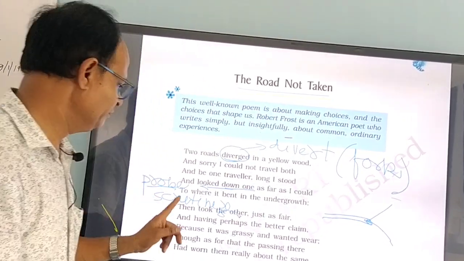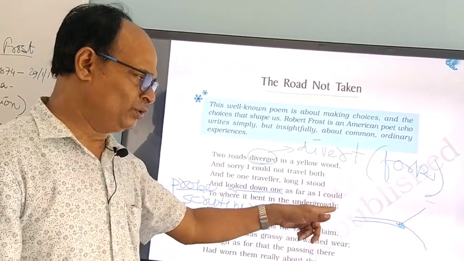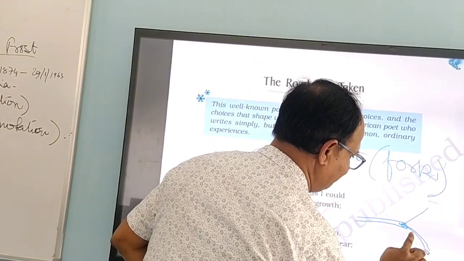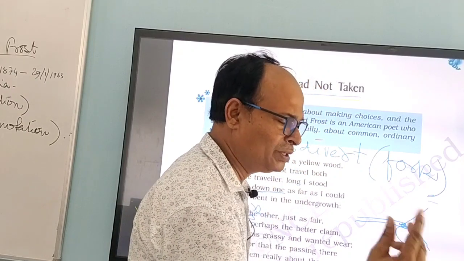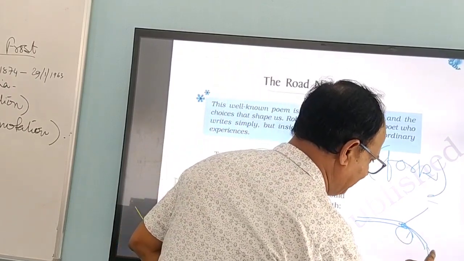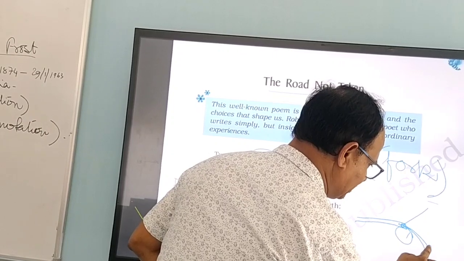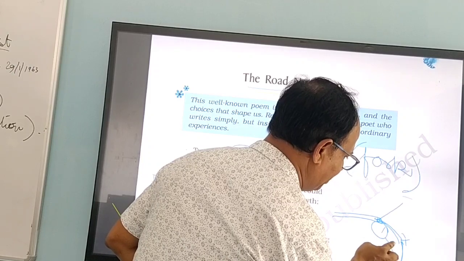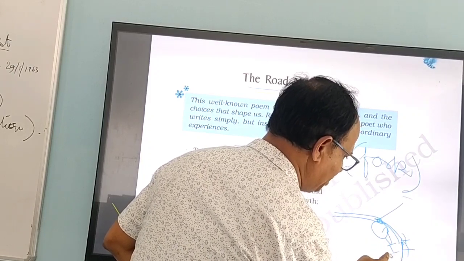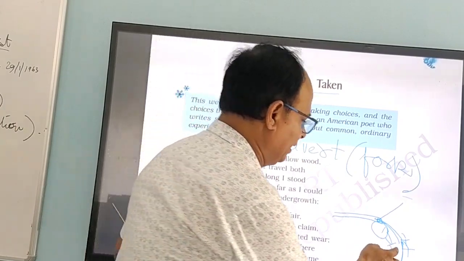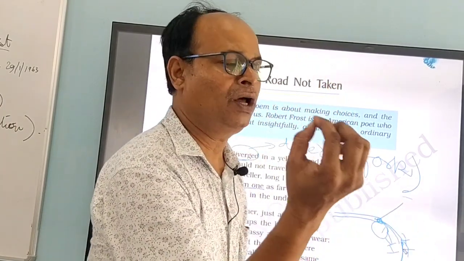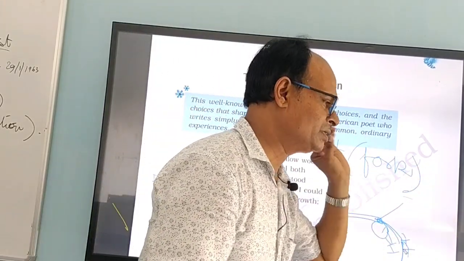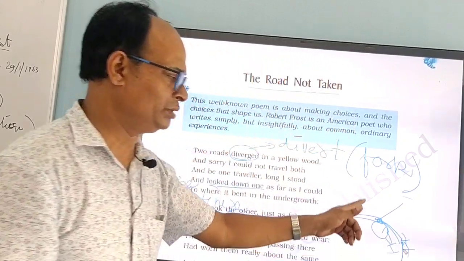And after that, what happened? To where it bent in the undergrowth. Now, he was observing this particular road, the first route. And now he was inspecting, and after that what happened? His vision was obstructed by many of the trees by the side of the road, and under the trees a lot of small trees or bushes also obstructed or prevented his vision to see the road very clearly.